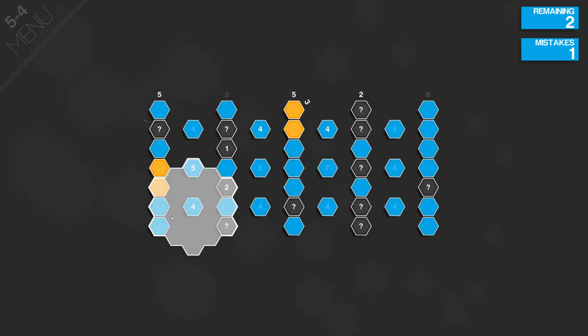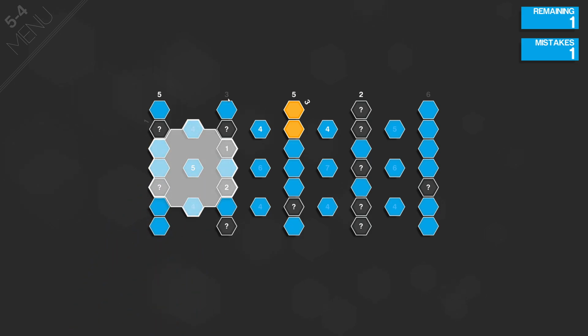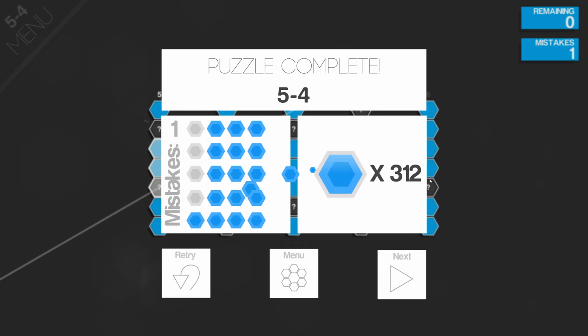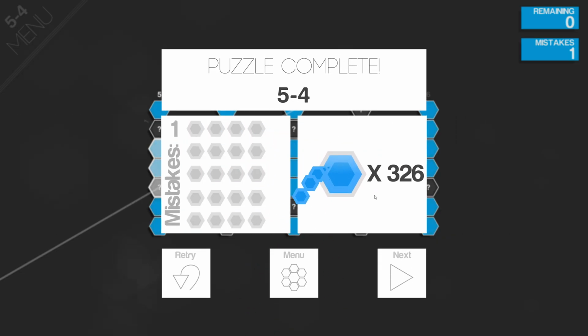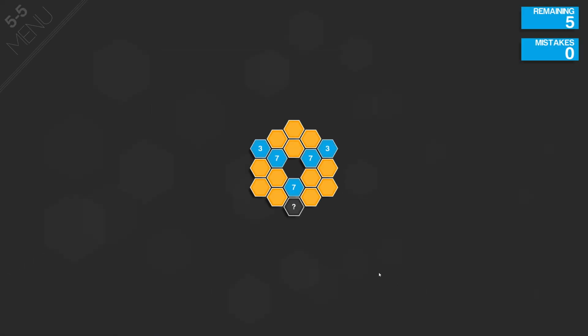This 4 sees 4, so it's not that one. This 5 needs a 5th. And this 3 now needs a 3rd. Only one mistake, so I get all the pips there, but I don't feel great about how that went down, but so be it, we will progress. On to 5-5. Oh man.